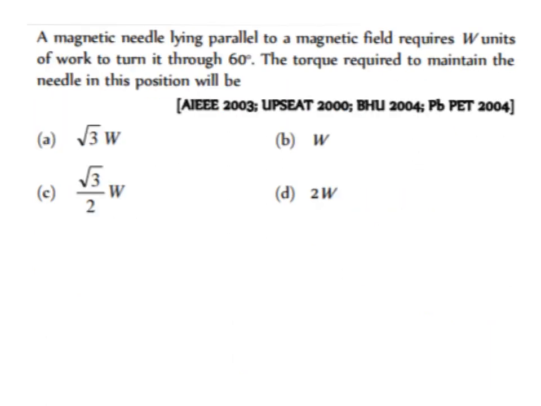Okay, the next problem says that a magnetic needle lying parallel to the magnetic field requires W units of work to turn it through 60 degree. The torque required to maintain the needle in this position will be. So we need to calculate the value of the torque. Torque tau equal to m into b into sine theta, in terms of the work done. So how do you find out the work done here? Work done is equal to m into b into cos theta 1 minus cos theta 2.